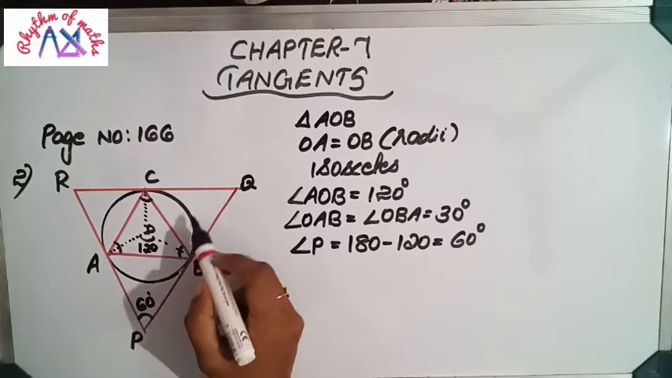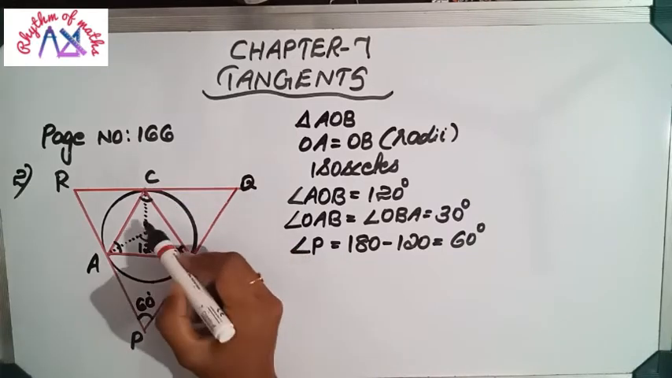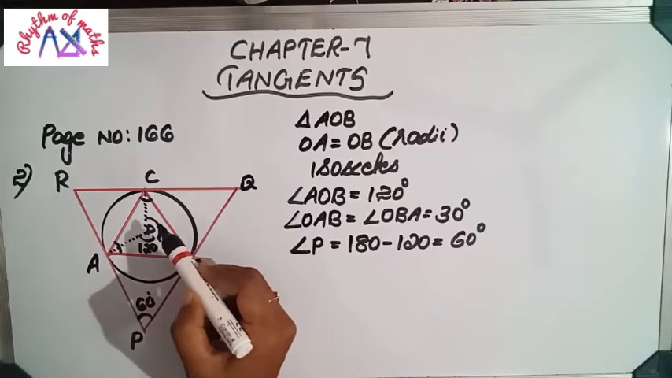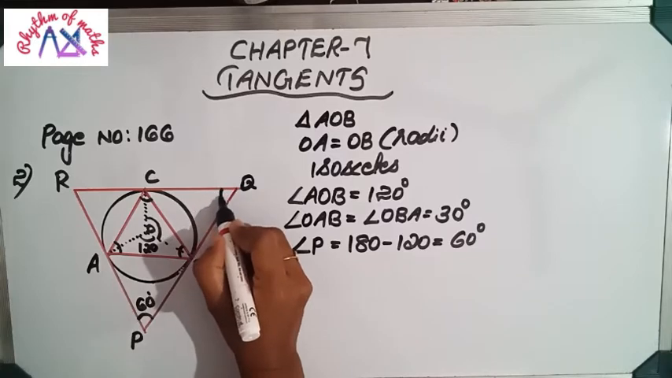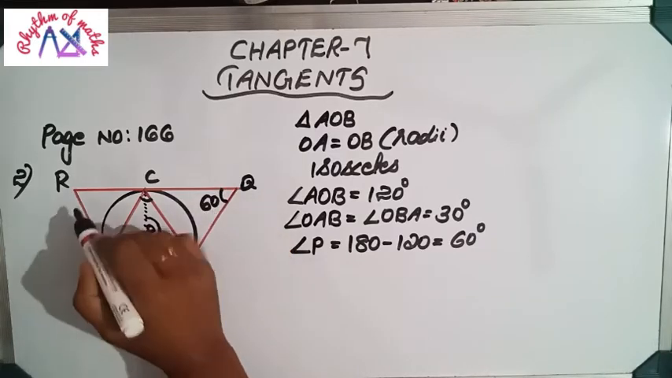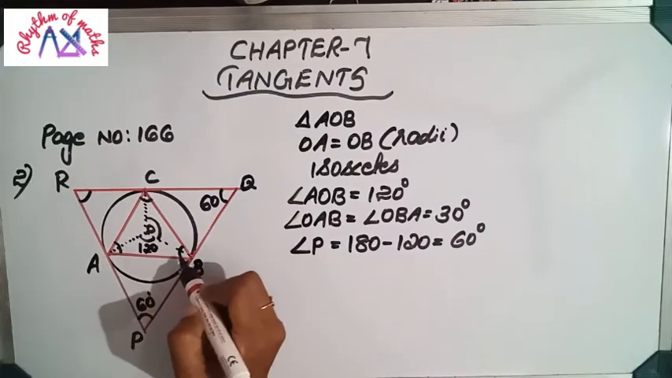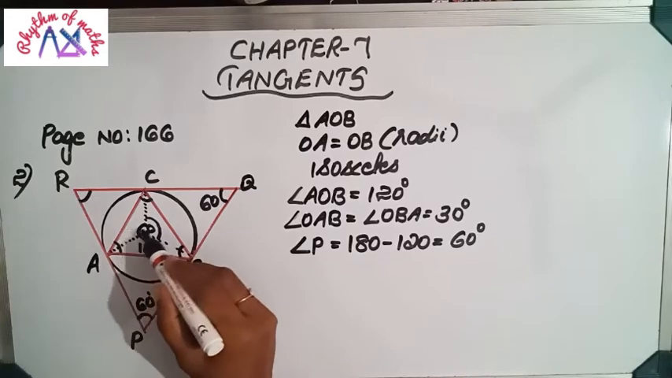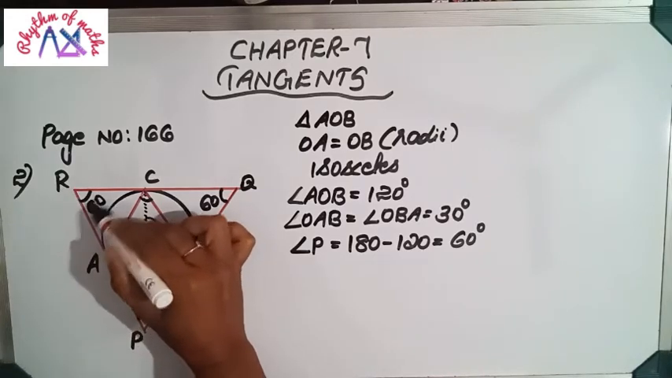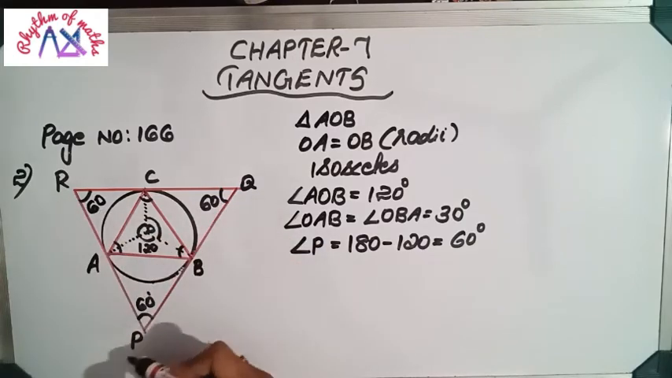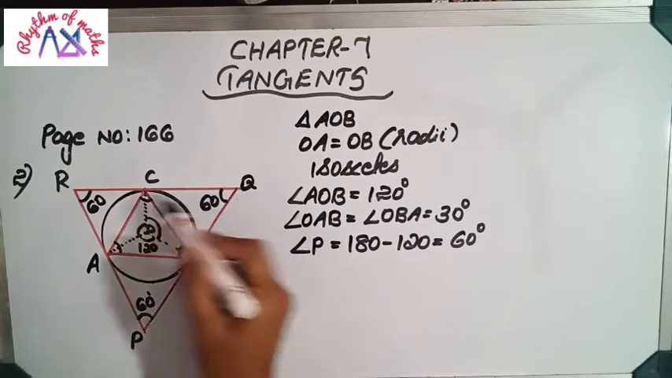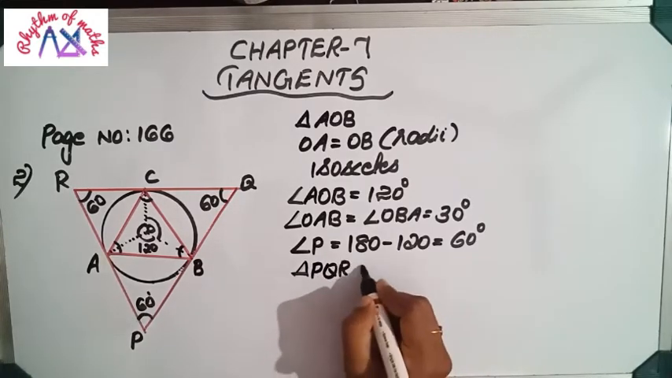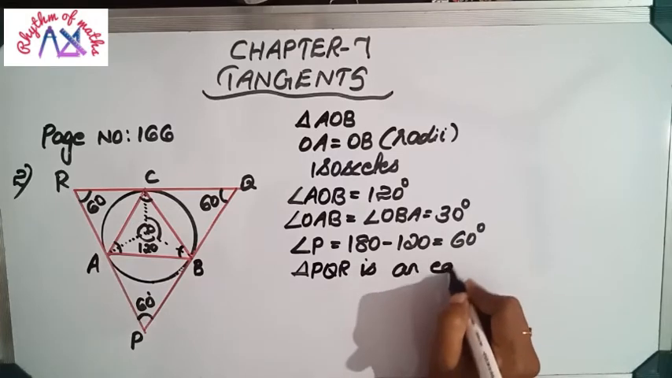Similarly, when we consider this triangle, angle COB, here 60 degrees means the central angle will be 120. So this is 120, which means angle Q will also be 60 degrees. Here also we get the same answer, 180 minus 120, 60 degrees. So all three angles of PQR are 60 degrees each. That means triangle PQR is also an equilateral triangle.